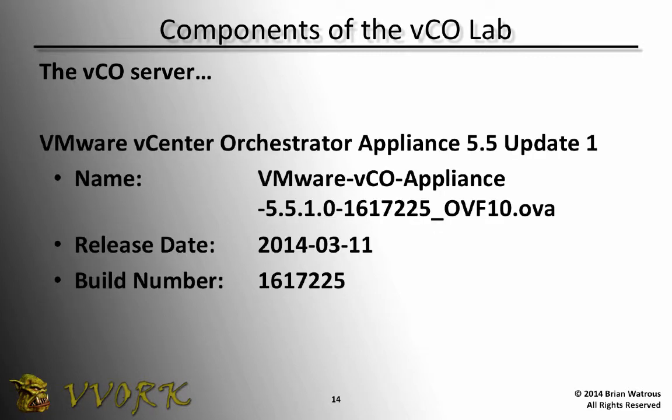The VCO server that we're going to be running is based on the VMware vCenter Orchestrator Appliance version 5.5, update 1. Again, its installation media is a .ova file. You can see the name of it. That's the file that we're going to be downloading and installing.